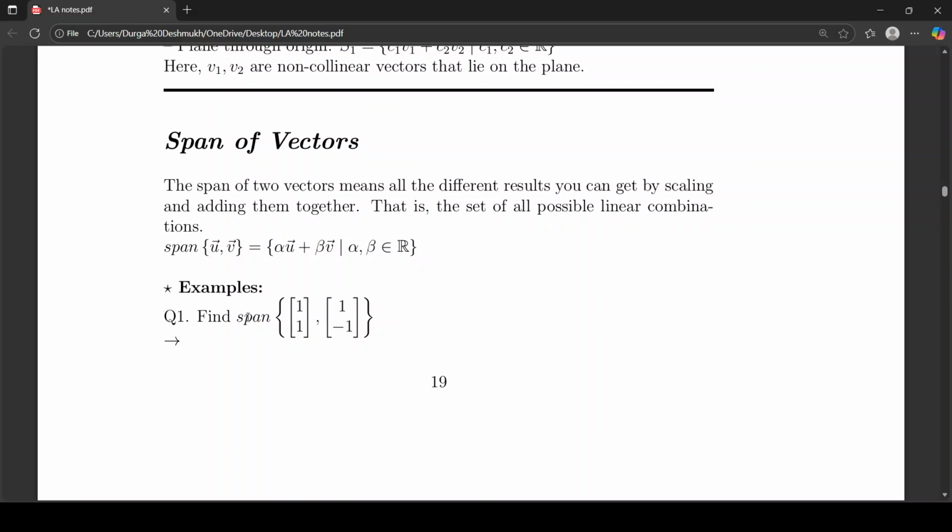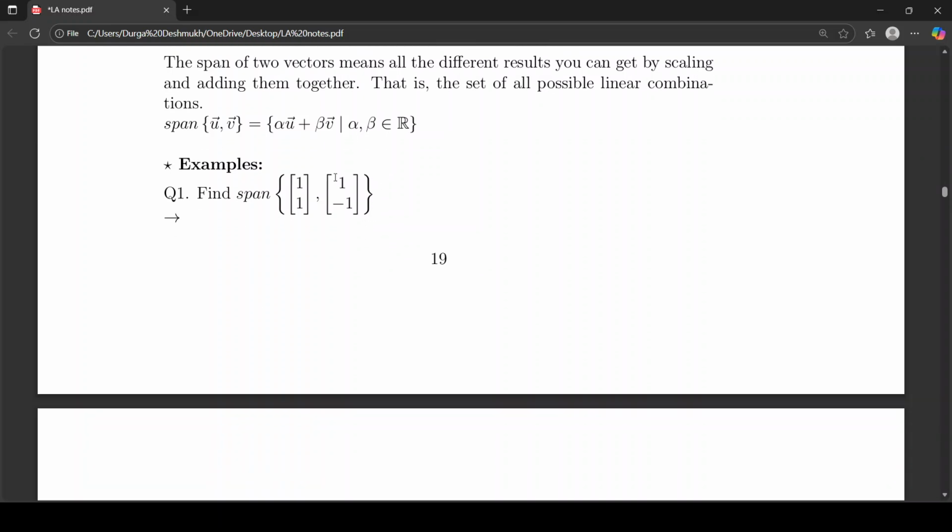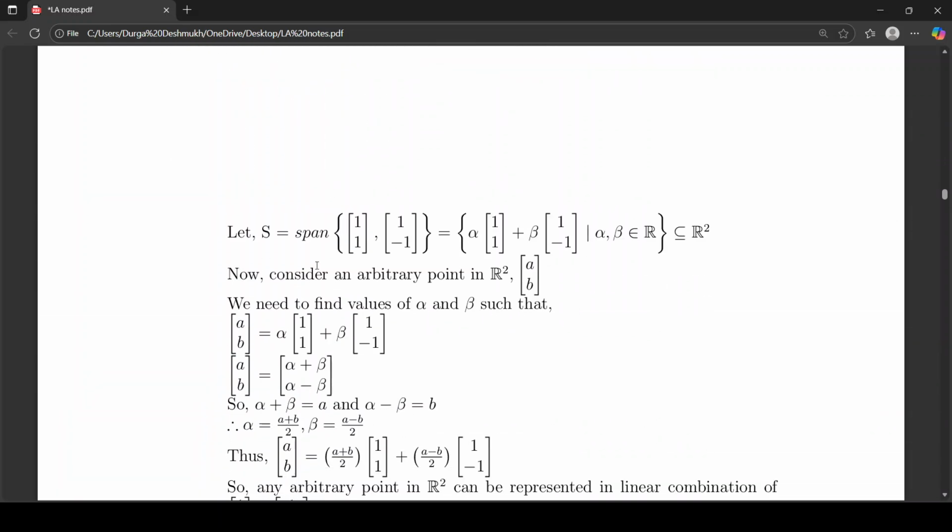Then, span of vectors. Span is nothing but the result we obtain by scaling and adding vectors together, two or more. So it is the set of all possible linear combinations of the given vectors. For example, we need to find the span of this. We will just consider any arbitrary point in R2, since these belong to R2.